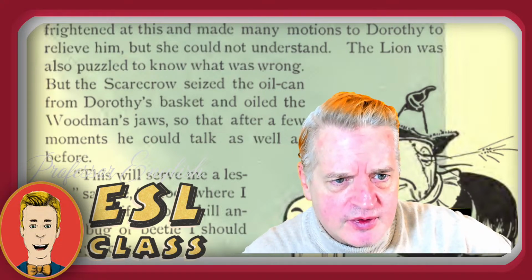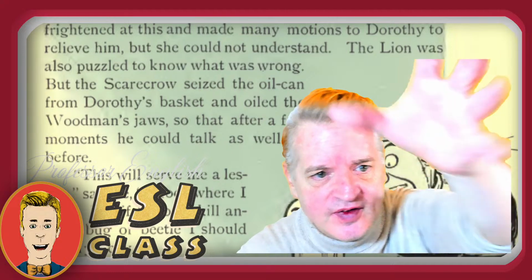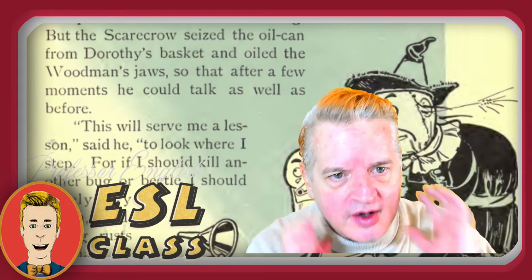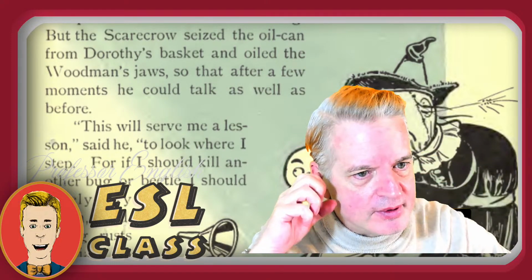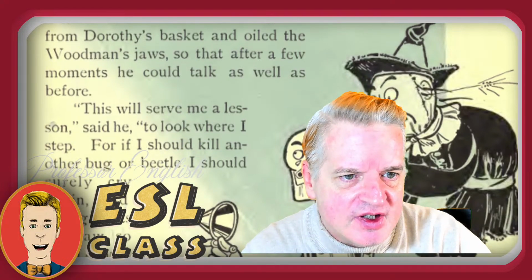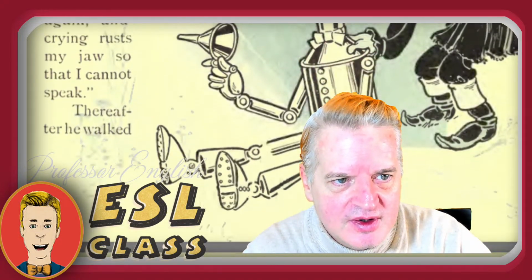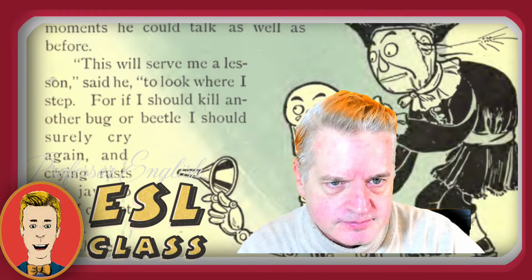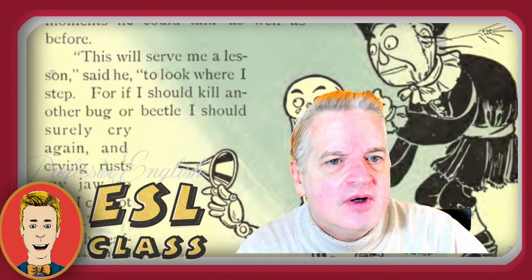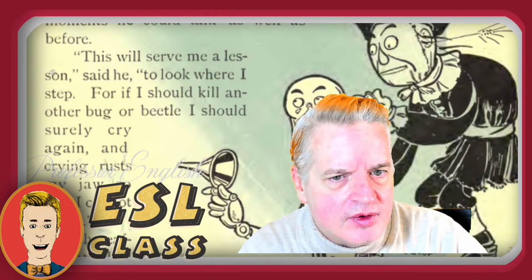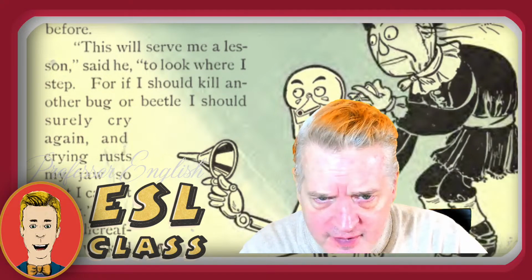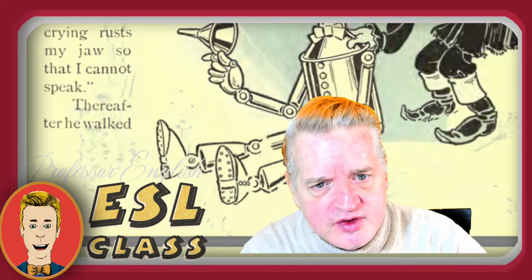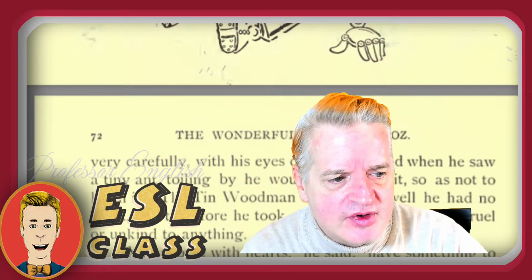The lion was also puzzled to know what was wrong, but the Scarecrow seized the oil can, so he took the oil can from Dorothy's basket and oiled the Woodman's jaws. These are the jaws. So he put some oil, so that after a few moments he could talk as well as before. So here's the Scarecrow oiling the jaws of the Tin Man. "This will serve me a lesson," said he, "to look where I step. For if I should kill another bug or beetle, I should surely cry again, and crying rusts my jaw so that I cannot speak."